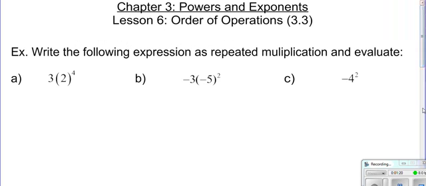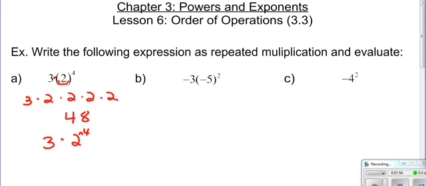Okay, so we're going to write these out as repeated multiplication again. We have 3 times 2 to the power of 4. Because the 2 is in brackets, 2 is the base that is repeated 4 times. So we have 3 times 2 times 2 times 2 times 2. When we multiply this out, we get 48. In your calculator, you could have gotten the same value using your up arrow.